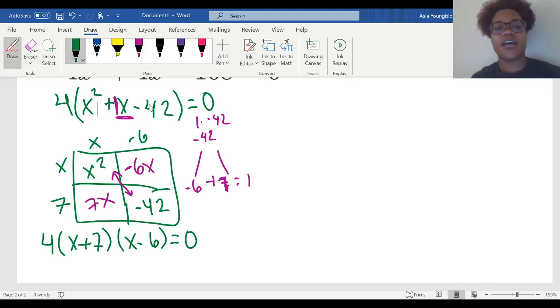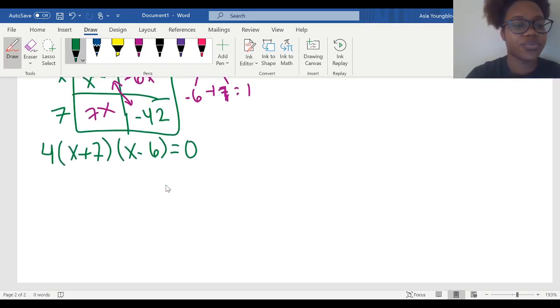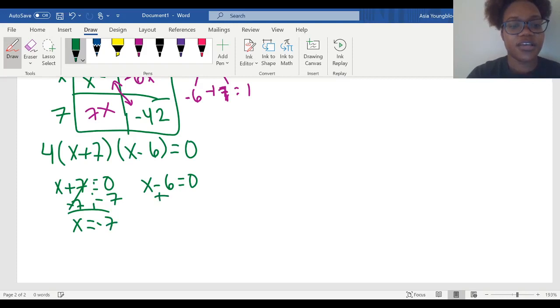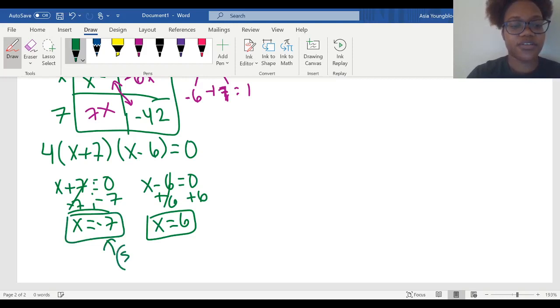Now all we've done is figured out what was multiplied to get this. So we've undone the distribution that happened here. So now to solve this equation, we're going to have x plus 7 equals 0 and x minus 6 equals 0. For the first equation, subtract 7 from both sides. So your final answer is x is -7. In the second equation, add 6 to both sides. Final answer is x equals 6. Smaller answer is going to be the -7 because it's further to the left on the number line.